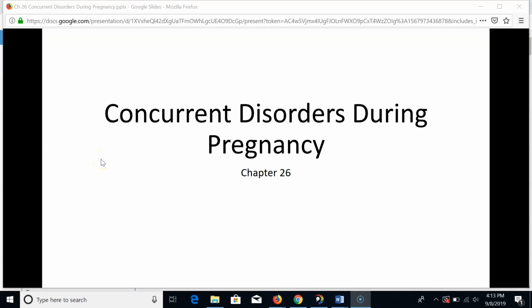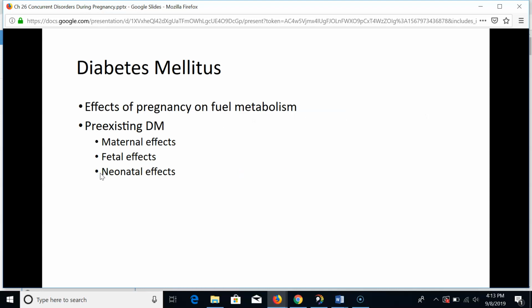Chapter 26, Concurrent Disorders During Pregnancy. A pregnant woman who has diabetes mellitus is considered a high-risk pregnancy since many complications could occur.